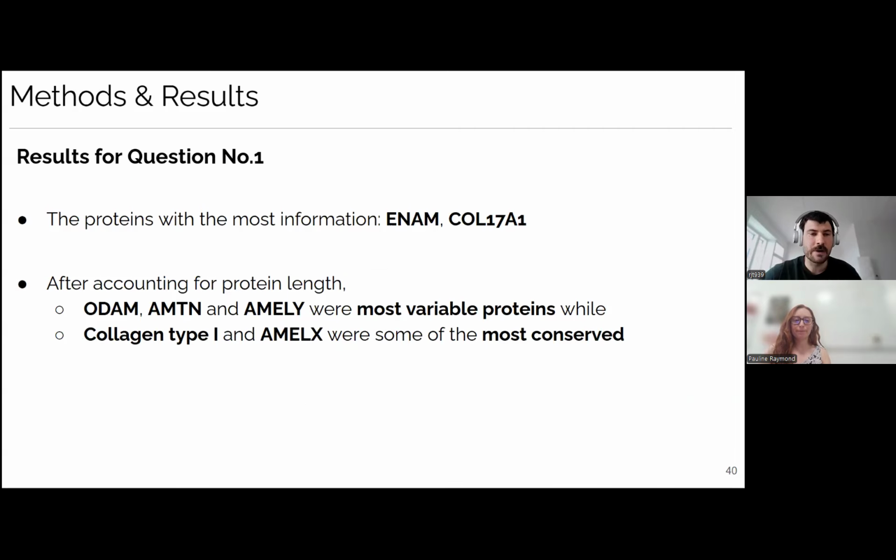So as for the results of our first question, we saw that the proteins with the most information were ENAM and collagen 17A1. But after accounting for the protein length, we saw that ODAM, AMTN, and AMELY were some of the most variable enamel proteins. And collagen type 1 and AMELX were some of the most conserved proteins that you could get for these very old samples.